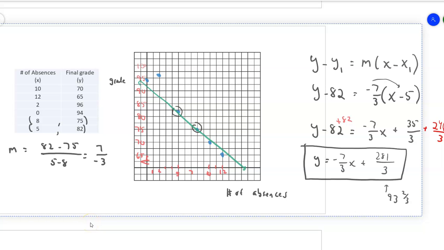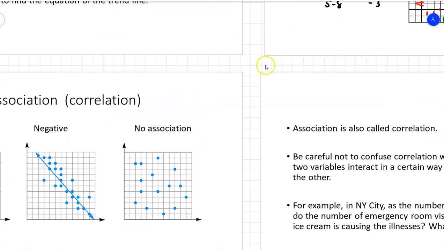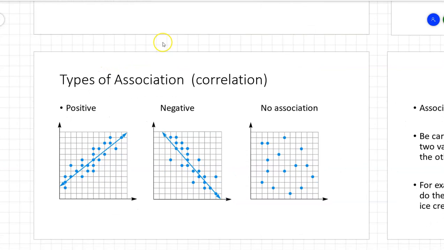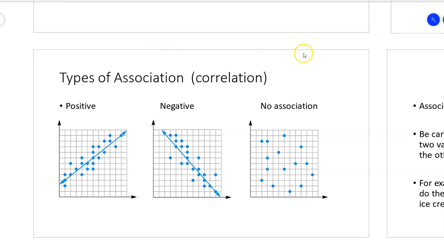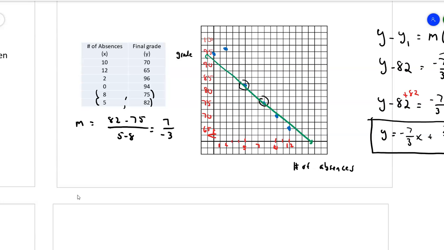Okay. Sometimes we call these things a correlation. How are they correlated? That as the number of absences increases, the grade decreases. Now, correlation is a type of association. Correlation and causation are not the same thing. There are ways to find out if there is causation, but that's sort of a hard thing to prove.